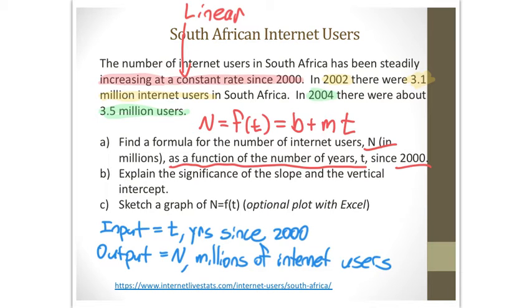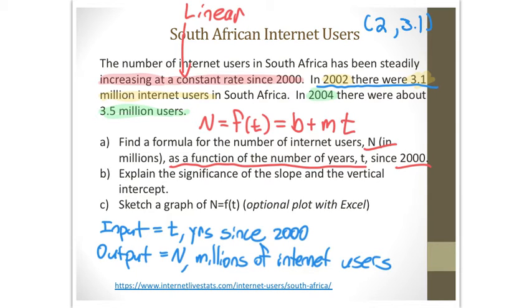And so we've got 2 points that are given to us. The point corresponding to in 2002, there were 3.1 million internet users. Well, if I were to write this out as a point, then what is the value of t? Well, t is years since 2000. 2002 would be 2 years later. So t is equal to 2 in 2002, and the corresponding value for n is 3.1.